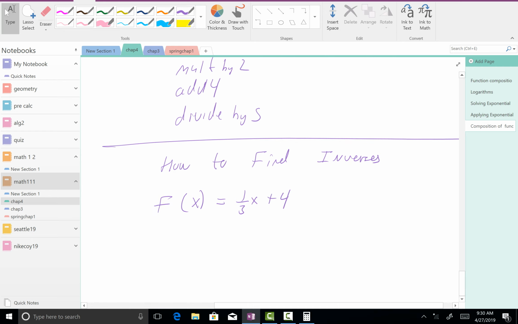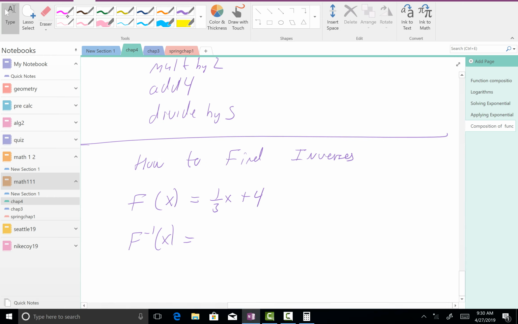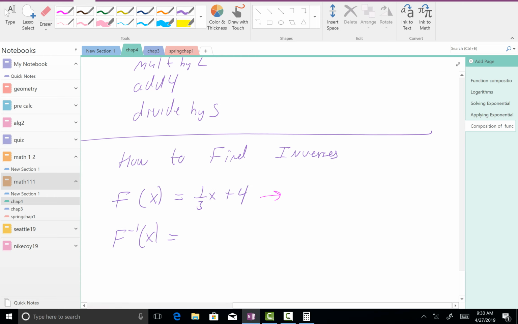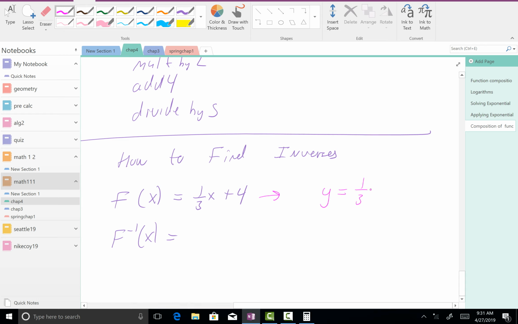And what we want to do is find this. Okay, that's a symbol for an inverse, that little -1 there. All right, so I'm going to step through this. First thing I'm going to do is set this equal to y. All right?